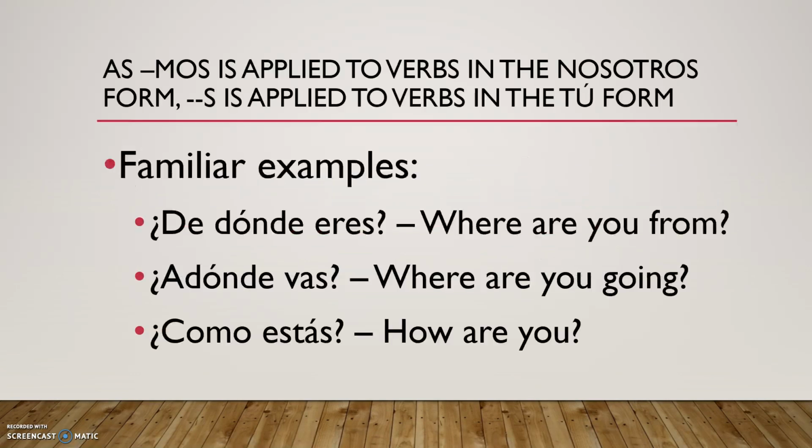So let's get started. Just as we learned, MOS is applied to verbs in the nosotros form. S is applied to verbs in the tú form. Okay, so we know some examples of these. ¿De dónde eres? Where are you from? ¿A dónde vas? Where are you going? And ¿cómo estás? How are you? All of them have an S at the end of the verb because they're all talking about tú, which is the more informal way to say you. We'll learn about the formal way a little later in the year.